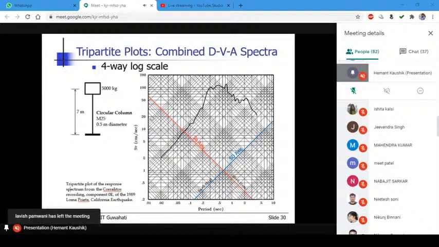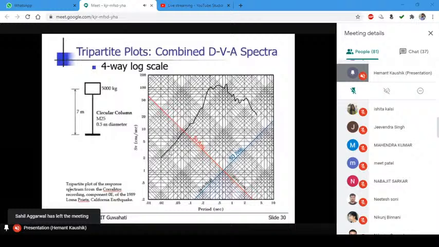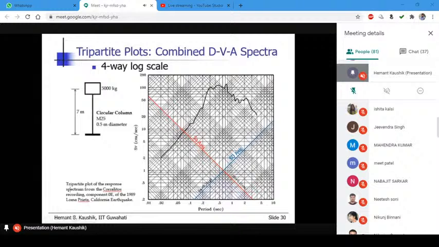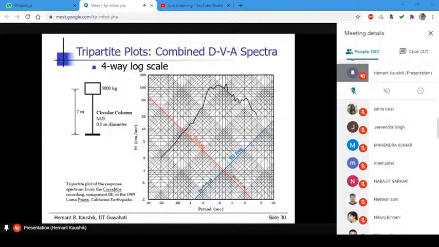And this vertical axis here is the spectral velocity axis. Now all the four axes are plotted in the log scale. Right, so it's very easy to see here that everything is in terms of log. So if you plot the response spectrum, it will look something like this. Only a single curve, but it will give you the values of spectral acceleration, spectral velocity, and spectral displacement, everything.